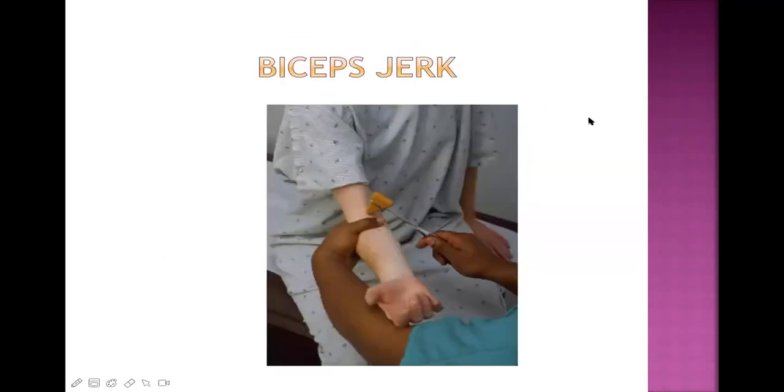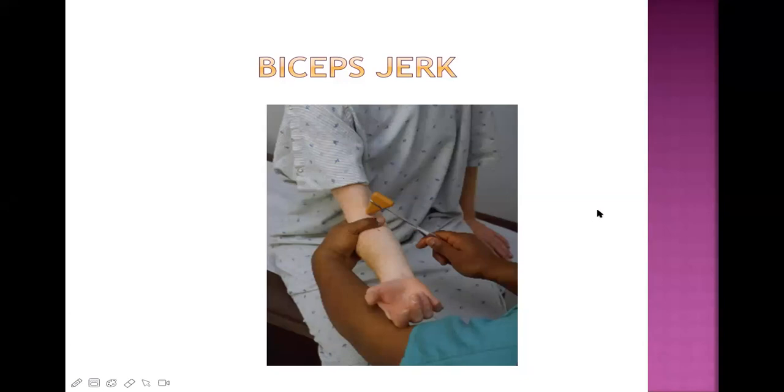Now, how to elicit biceps jerk? See here. Catch the patient's hand like this near the elbow. Take the knee hammer, and then stroke on the biceps tendon. Now you need to exactly know where the biceps tendon is. I'm sure every student knows that. Ask the patient to flex and extend the elbow. When the person is flexing the elbow, you can feel the biceps tendon there. It is a big tendon, the biceps tendon. So feel it and hit it right there.